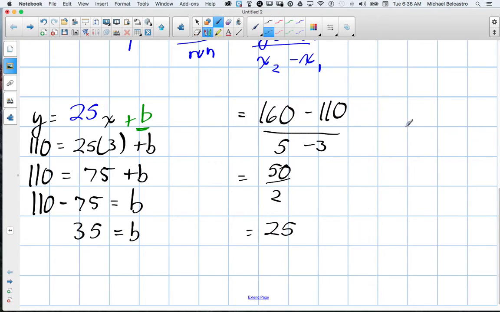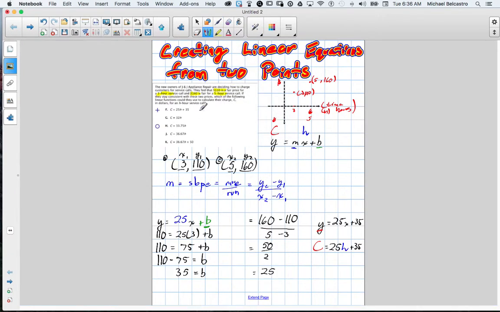So our equation, we'll write over on this side, y equals 25x plus 35. And remember, we said we were replacing y with the variable c for cost, and we're replacing x with the variable h for time. So our equation should read c is equal to 25h plus 35. And if we take a look here, that looks like that would be this equation right here. So that would be our answer to this question.